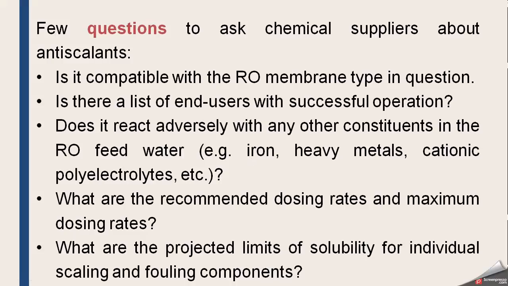What are the recommended dosing rates and the maximum dosing rate? That is, what is the maximum dosing rate cutoff limit? Because if somebody is supplying you an antiscalant which needs to be dosed at a very high rate, then it will not be cost effective, and also you know that it will create biofouling as well. What are the projected limits of solubility for individual scaling and fouling components? Because antiscalant affects the solubility of these scaling compounds. So what are the limits they are providing, that if this much scalant is present, then they can control it with these antiscalants?